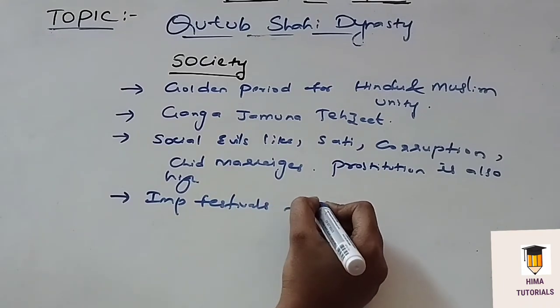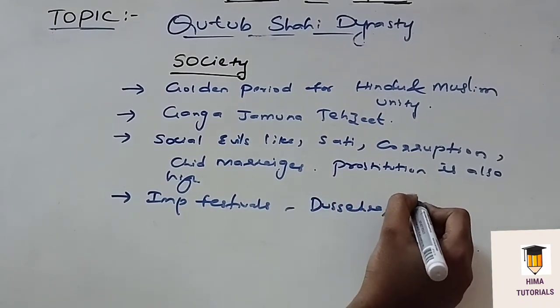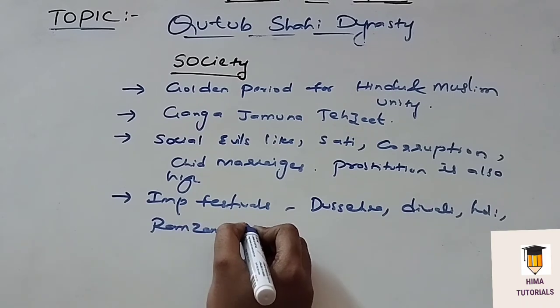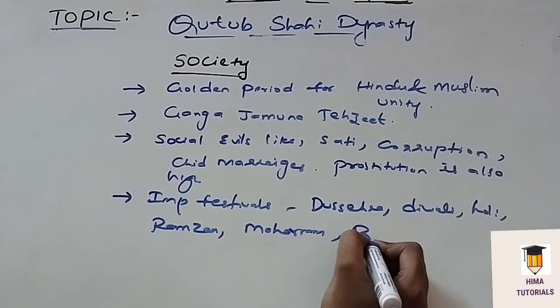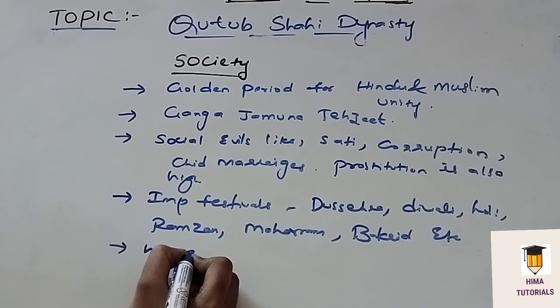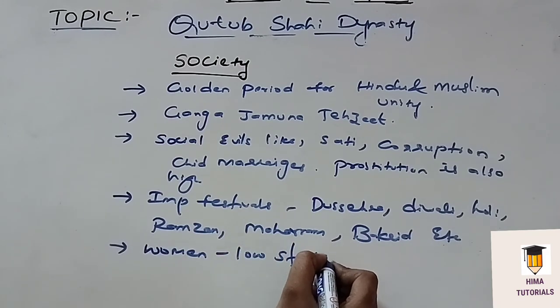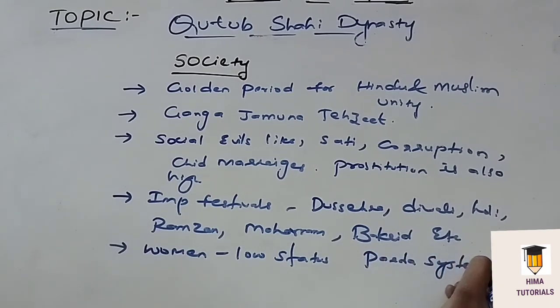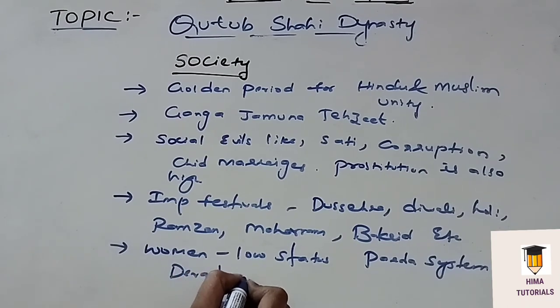To the next point, the important festivals during the Qutubshahi period are Dasara, Diwali, Holi, Ramzan, Muharram, Bakrid, etc. And during this period, women were given low status. There were also the Parda system and the Devadasi system. That is about society during the Qutubshahi period. Please make a note of it.